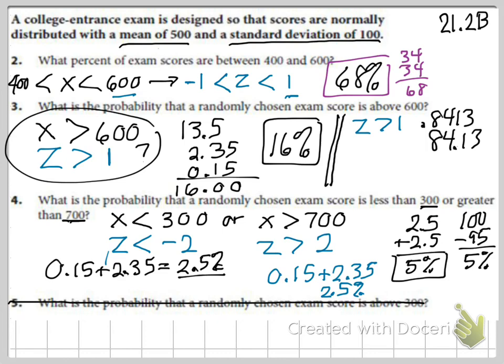That's because the table tells us less than. If we want greater than, we have to do 100% minus 84.13%, so that we end up with 15.87%. Close, but not exactly the same.